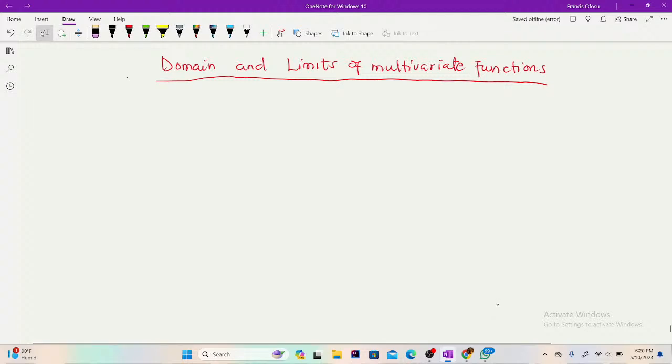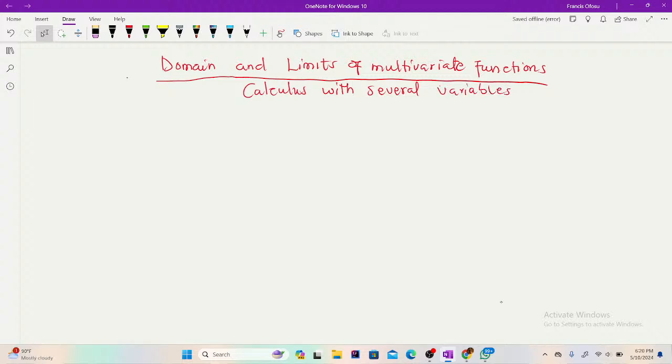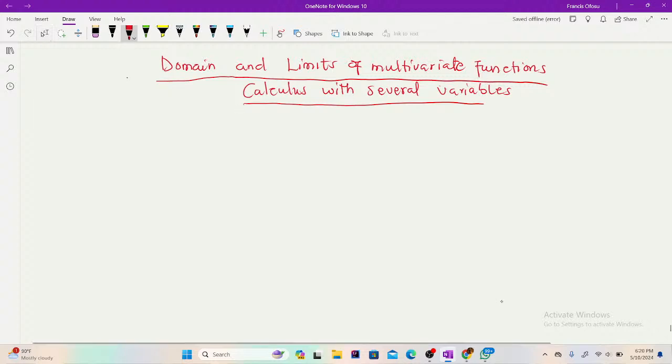So as I said, this course is calculus with several variables. To begin with calculus with several variables, we are starting with domain and limit of multivariable functions. All right. So let's get set and let's see how best we can go by this.